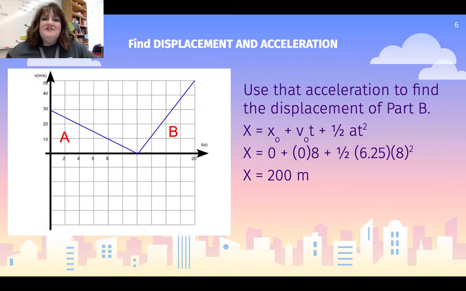Use that acceleration to find the displacement for part B. x was equal to x naught plus, using kinematic 2. Substituting your values in, you should get x is equal to 200 meters.